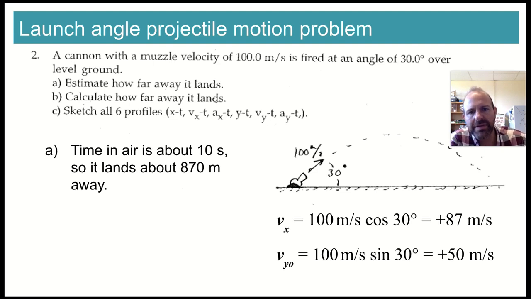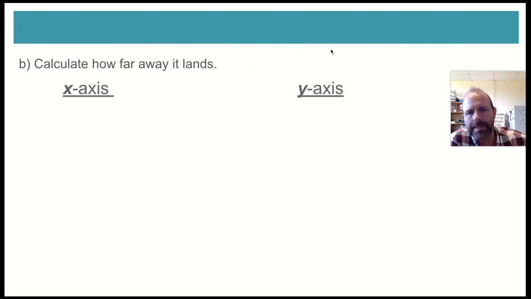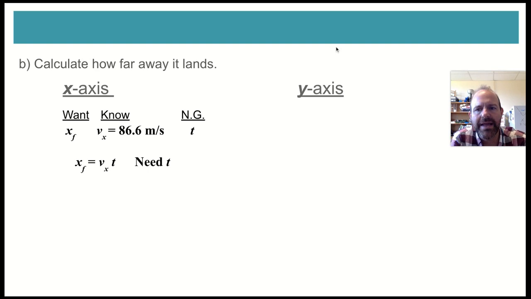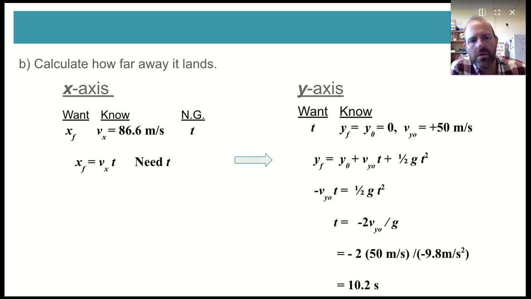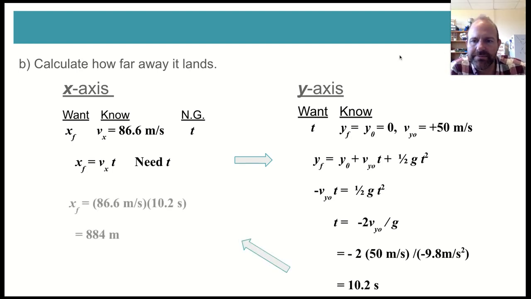Now, we can do the actual calculation of this, right, by taking the x-axis, what we want to know. Again, we're looking for time because we don't have it. But in the y direction, we know everything we need to solve for time, about 10.2 seconds. We can plug that back into the equation. We find out that it is exactly 884 meters. We're using 9.8 as the value.